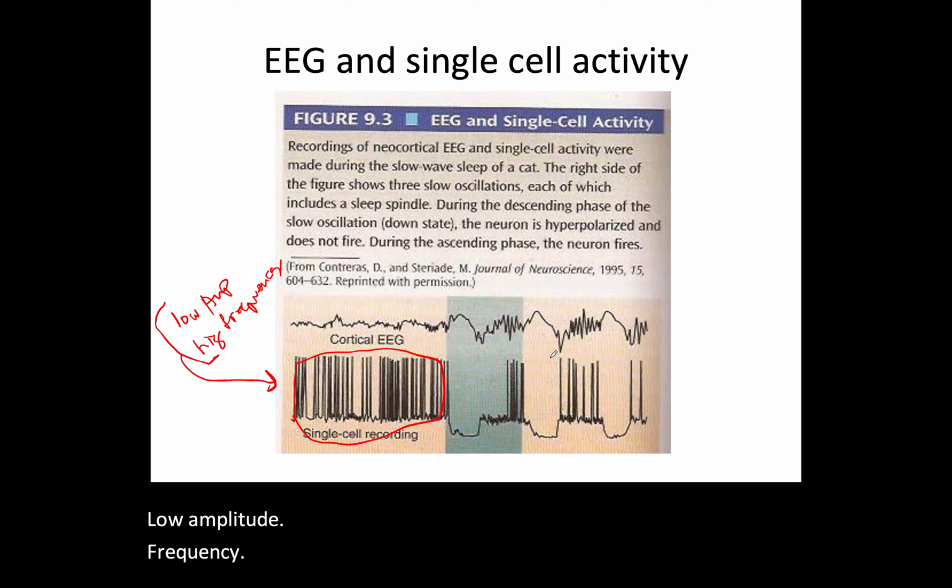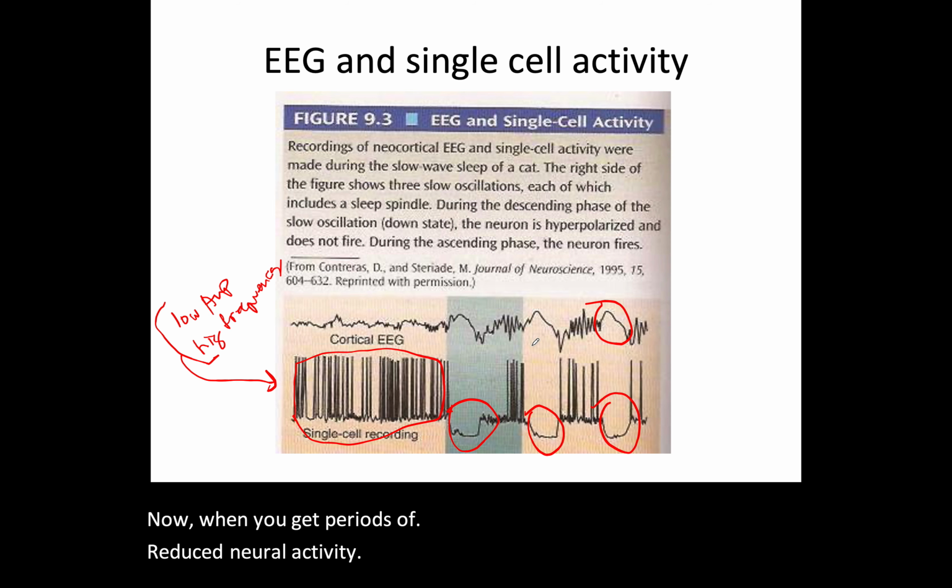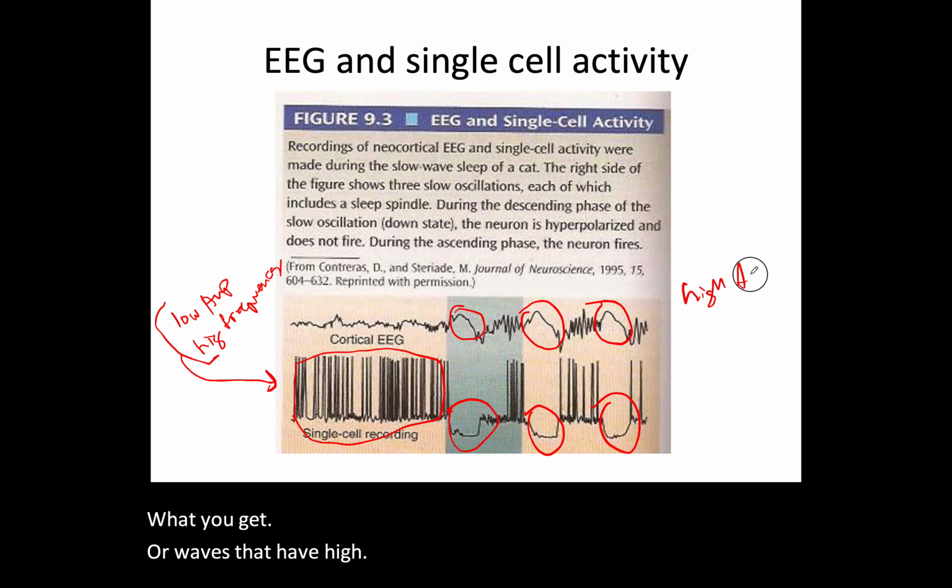Now, when you get periods of reduced neural activity, what you get are waves that have high amplitude but low frequency.